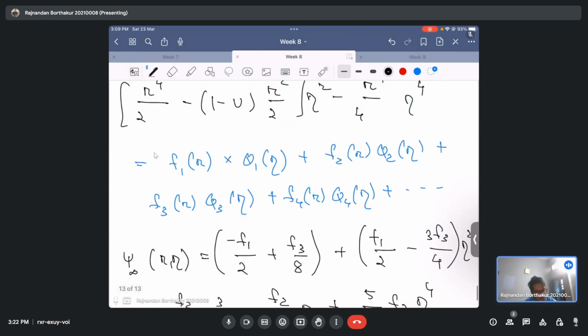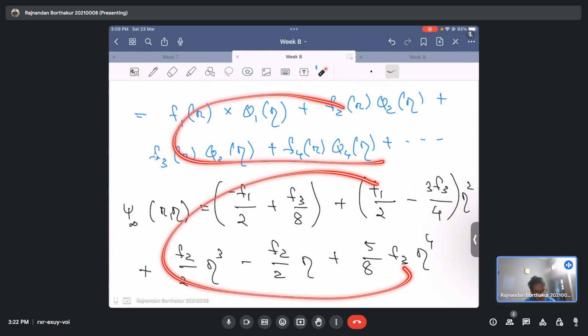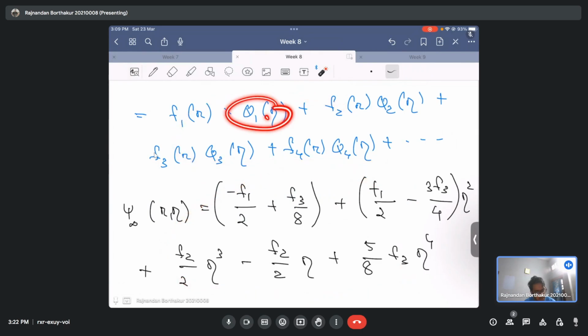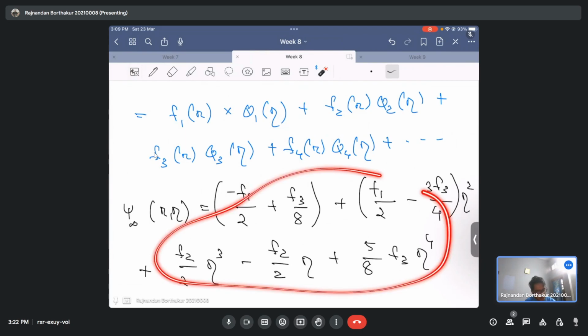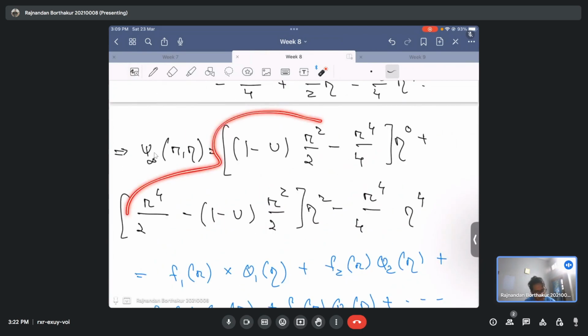Okay, so how did I get this step? From the previous step, I have just expanded the values of q1. For instance, q1 is nothing but half of eta squared minus 1. So that's what I did, and I expanded this such that it comes to the form that we have written for psi infinity.